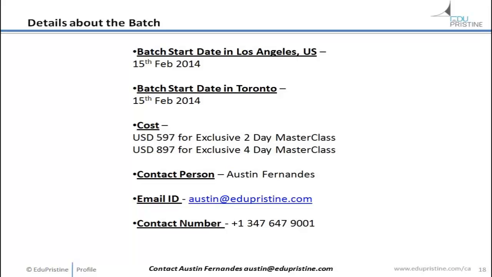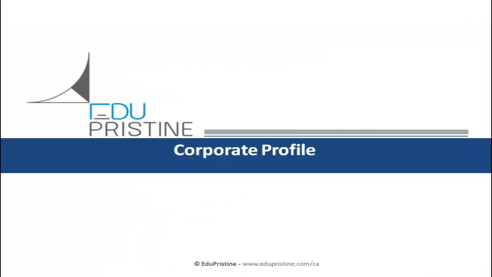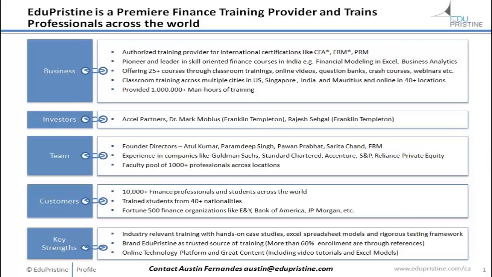We'll come to that. A few details for us as EduPristine. We are recognized by premier finance training institutions like CFA, FRM. We have international certifications for teaching CFA, FRM, PRM. We are taking finance courses like financial modeling, business analytics. There's a list of 25 plus courses. The good thing is we have a great background of already covering more than 10,000 finance professionals across the globe. So more than 10,000 people have already been trained by our industry experts.